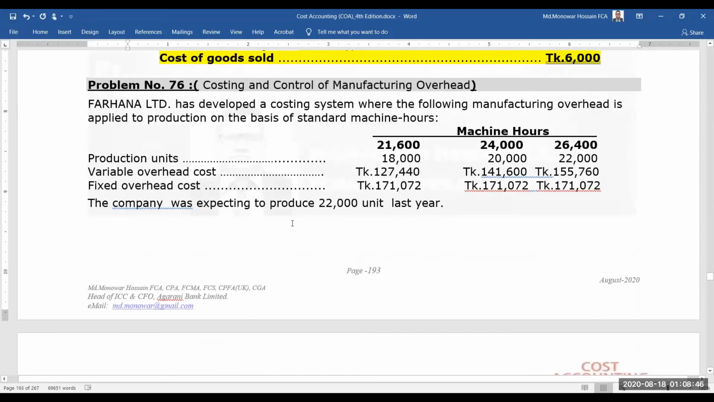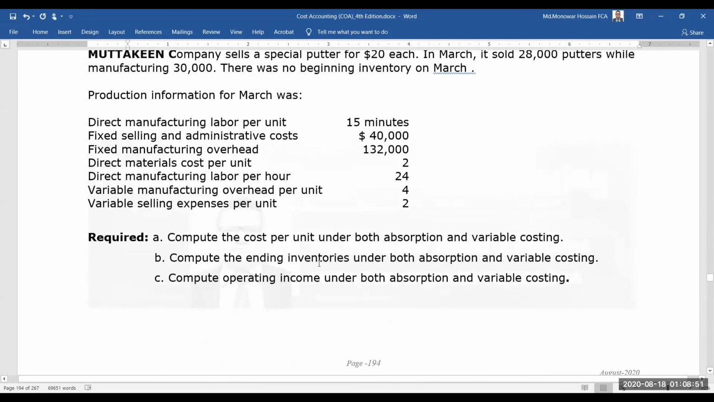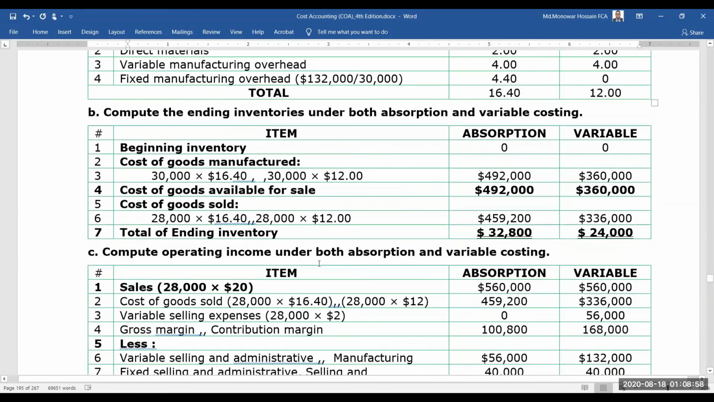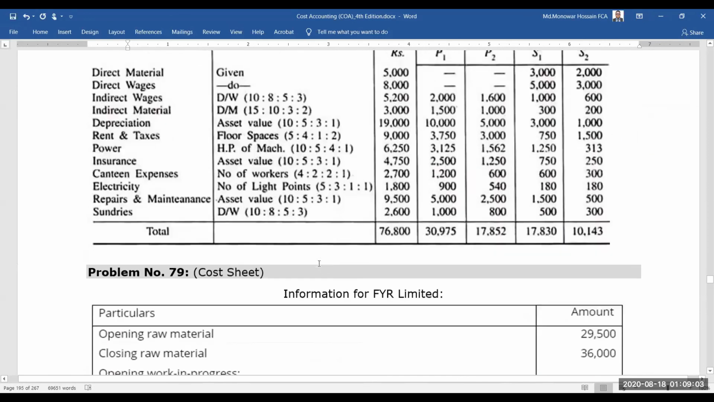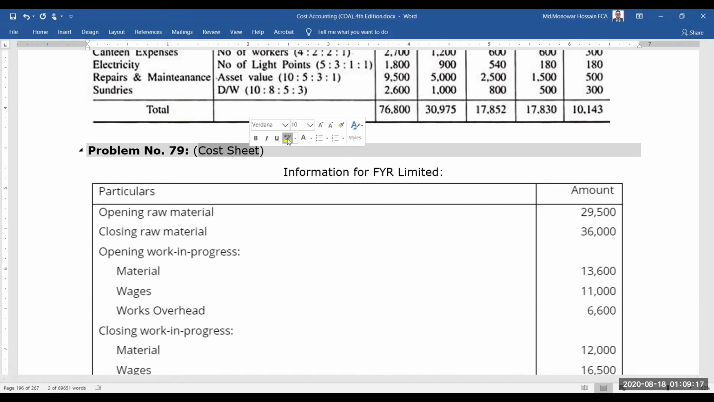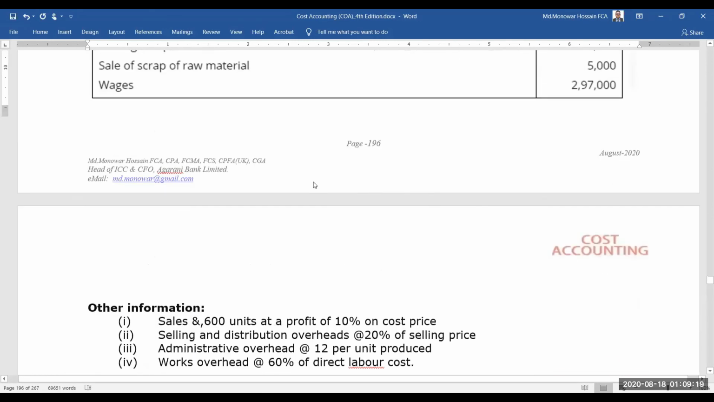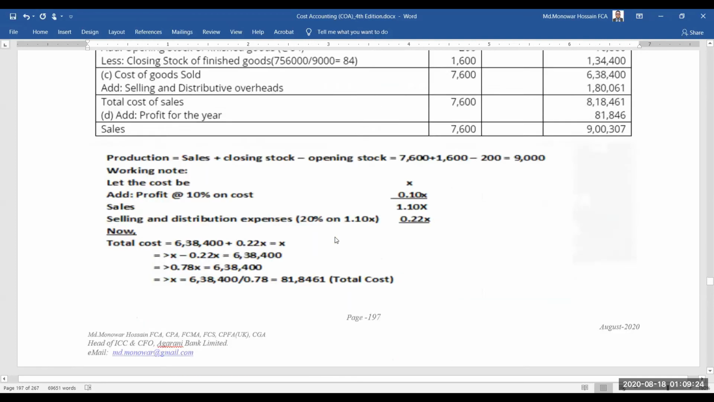So I think it's clear to you. So there are a few questions with solutions. Uploaded to my Google Drive, download it, and prepare yourself for your next exam. It would be helpful for you for passing cost accounting. So here we have to calculate the cost sheet. I think it is very much easier for you. Look here, all answers with this sheet.